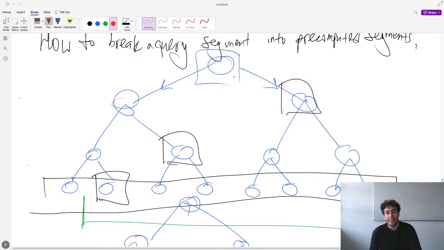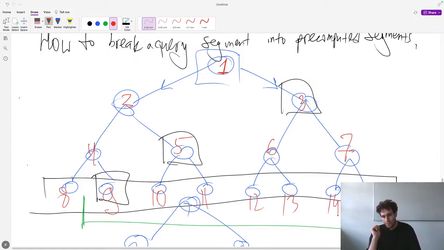So I'm gonna just number all the vertices going top to bottom, left to right, and then I'm gonna notice some very nice property. So let's start from the root, and we're gonna number the root with the number 1. Then this is gonna be number 2, 3, next level it's 4, 5, 6, 7, 8, 9, 10, 11, 12, 13, 14, 15.